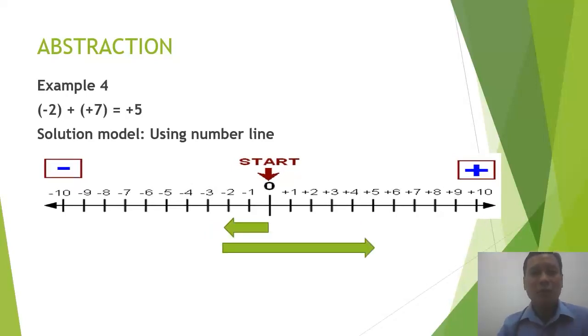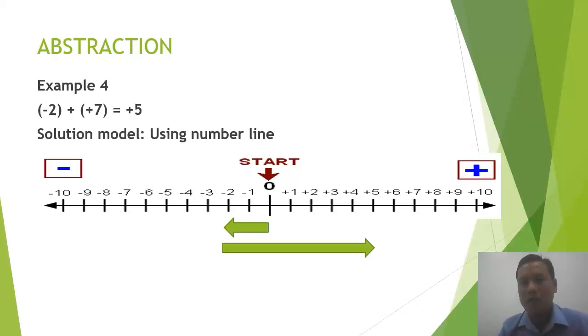So example 4. Negative 2 plus positive 7. How is it that we arrive at positive 5? Let us prove. Again, start with 0. Then, okay, negative 2. From 0, we move to negative 2. So count 2 units moving to the left. 1, 2. Then from negative 2, we add 7. So that is positive 7.